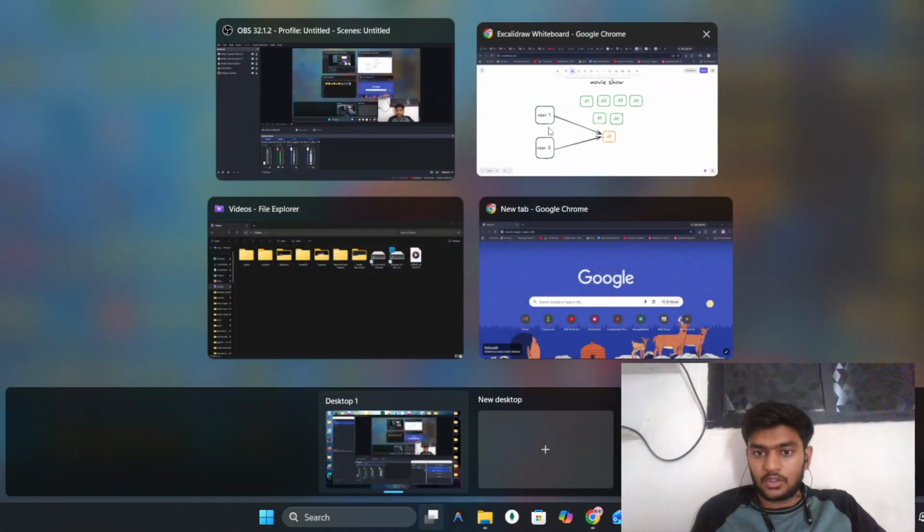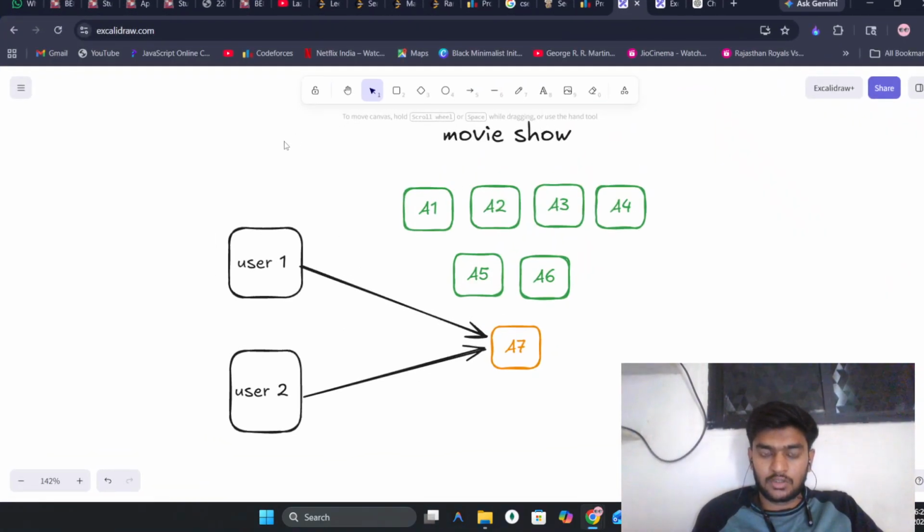Okay, today we're gonna learn about how seat locking works in real world applications like BookMyShow, District, or any ticket application, any flight application, etc. So what happens is, let's say you want to book a ticket for a show, and someone else from anywhere else also wants to book the same ticket.